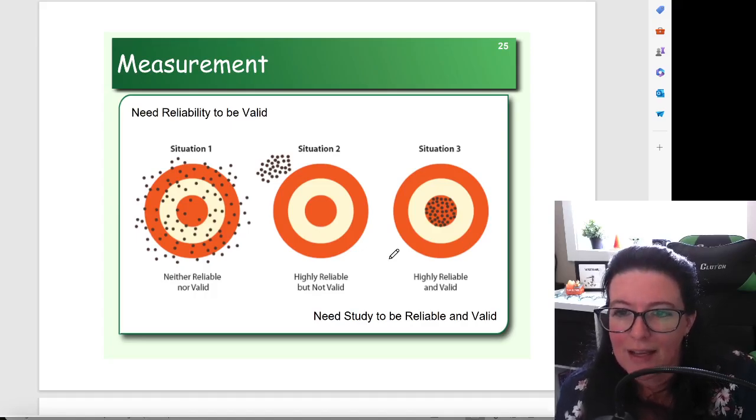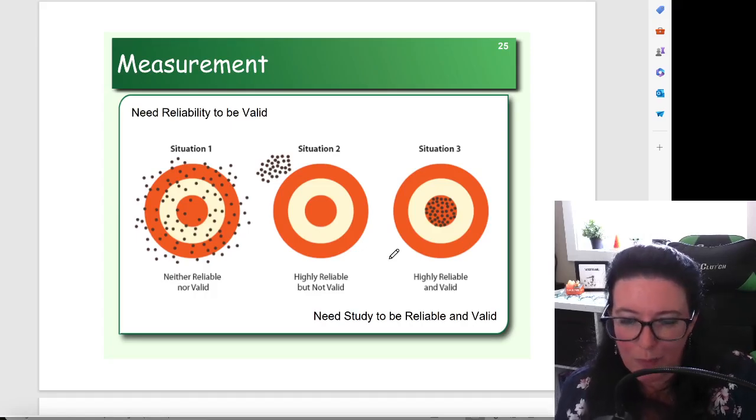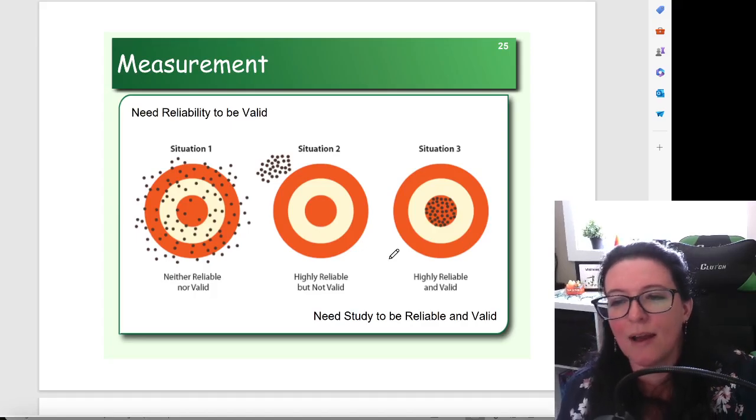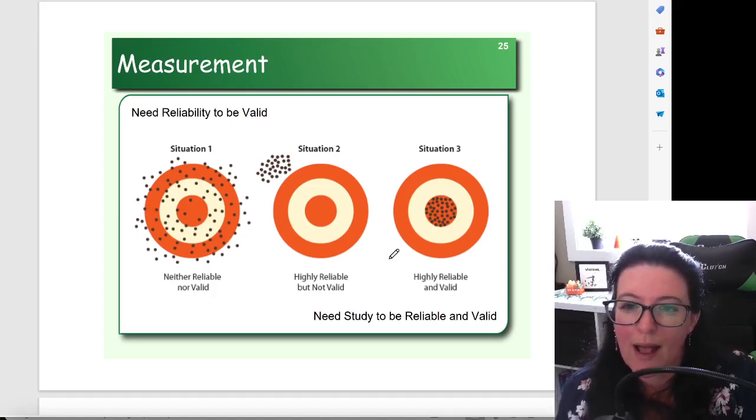And valid is it measuring what we want it to measure? So if something is valid, then we should be getting right on to that center bullet, our bullseye. We're measuring what we want, we're getting at our target, we would be right in the center of the bullseye. If something is reliable, then repeatedly we're getting the same results. But you can have something that is reliable but not valid. That would be the middle one.